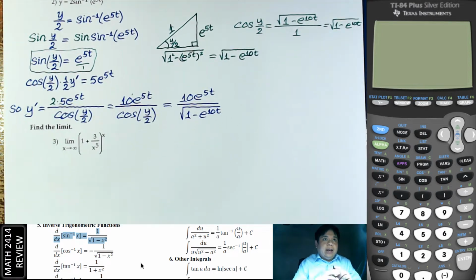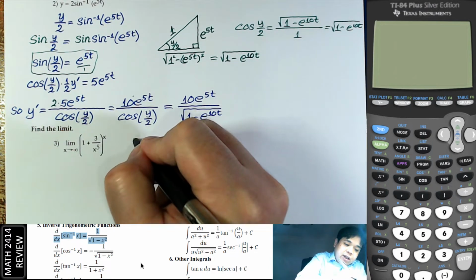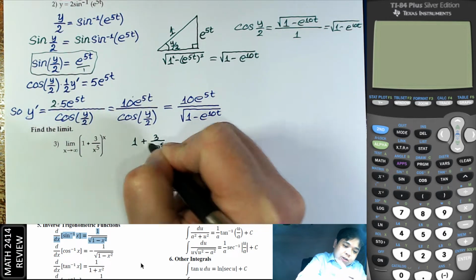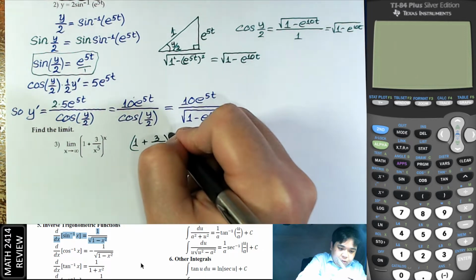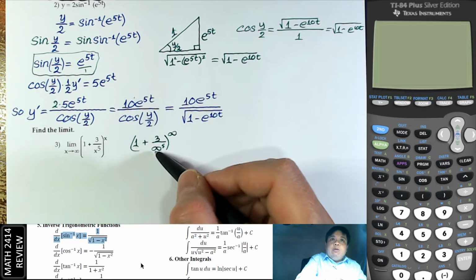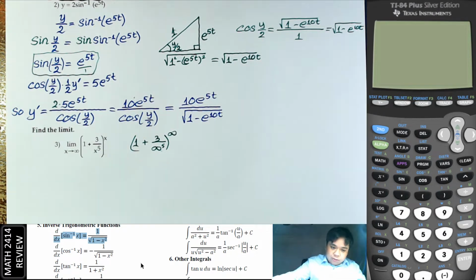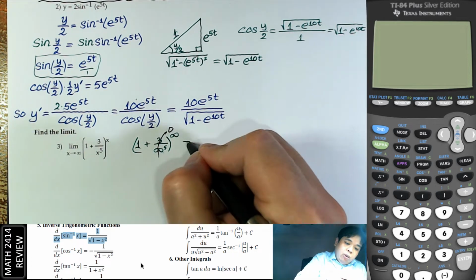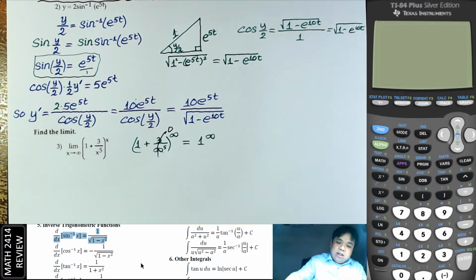Right. Next we find the limit of this function. So first thing, the first rule of limits is just substitute the number, see what happens. If we put infinity in here for x, three over infinity, a finite over infinity, so that goes to 0. So this will go to 1 to infinity. So this is indeterminate.